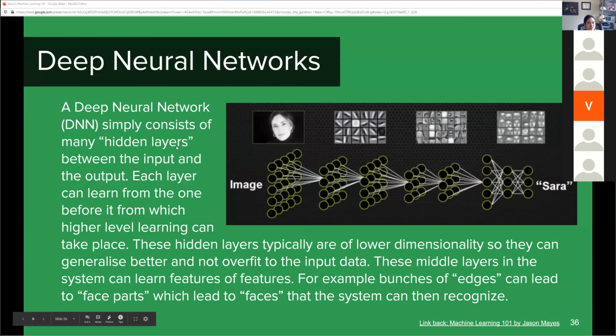Okay, so a deep neural network simply consists of many layers between the input and outputs. The hidden layers are typically of lower dimensionality, so they can generalize better and not overfit to the input data. So dimensionality again means what? Dimensions of data. This orange weighs this much. This orange is this color. This orange has a diameter of blah, blah, blah. The texture of this orange is whatever, okay?